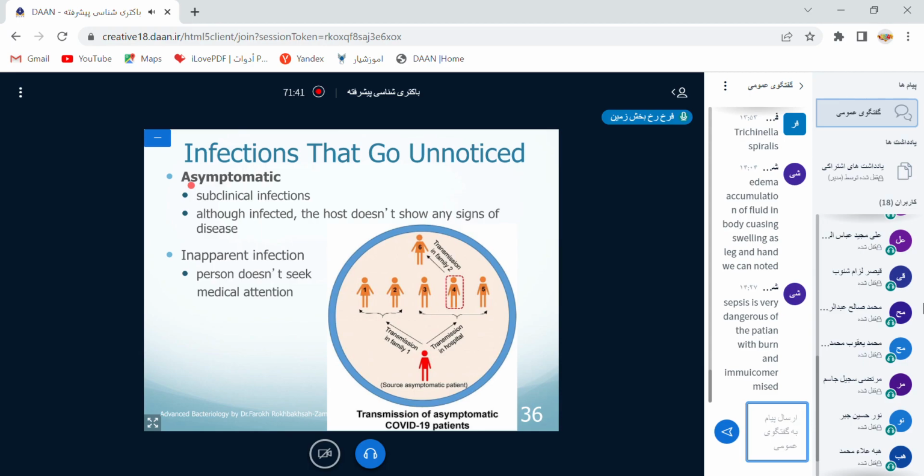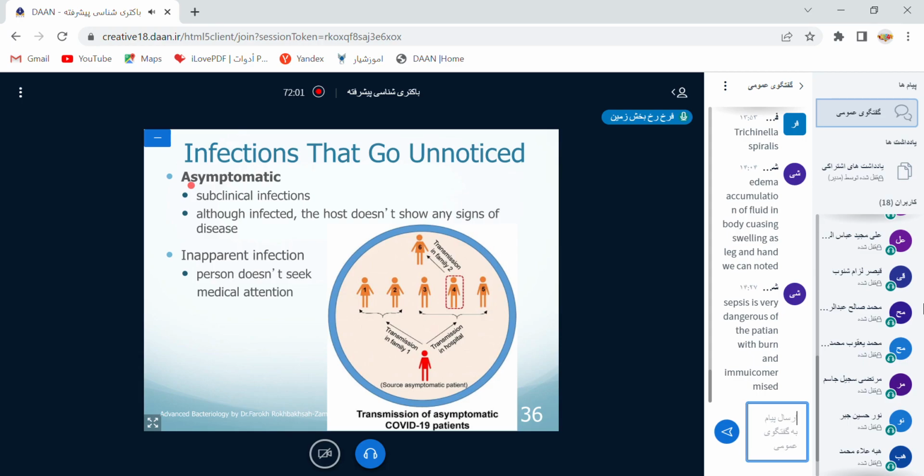But in asymptomatic infections, pathogenic bacteria are present in your body, but without any symptoms. You cannot understand their presence. So in epidemiology, it is not good.